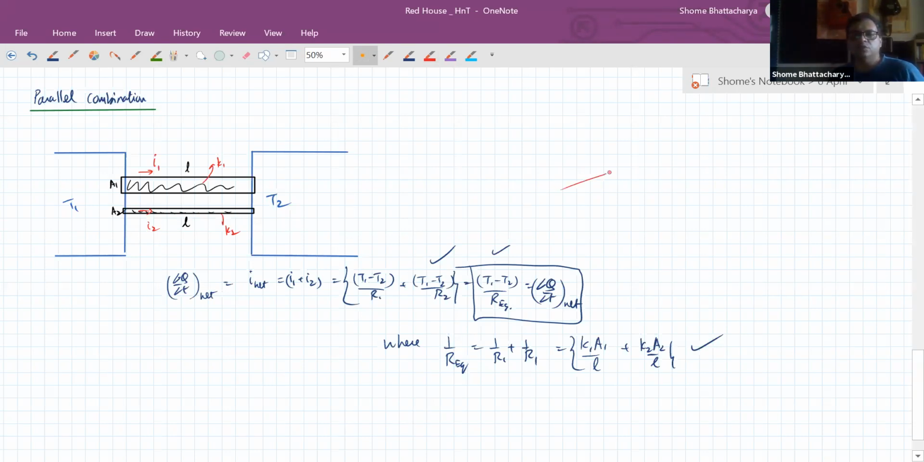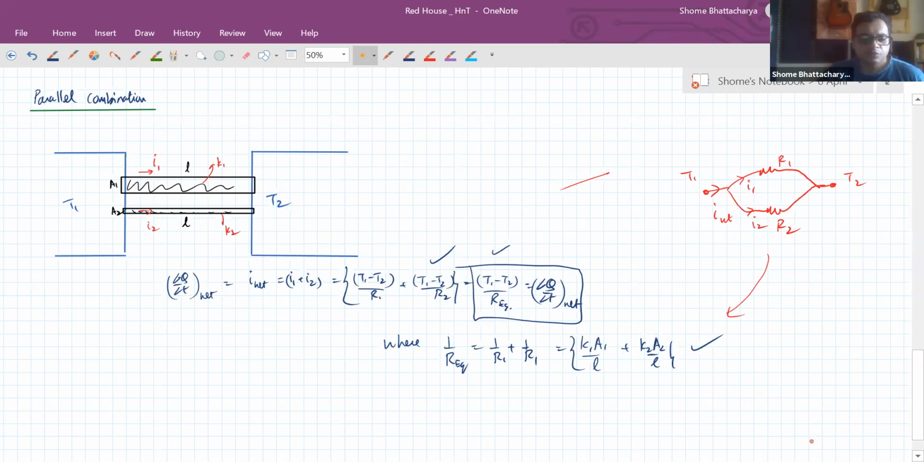The equivalent circuit for this is two resistors connected across the same temperature difference, two heat resistors, so the net current gets divided into two branches. Obviously, in questions you will have situations where you have to use both concepts together in the same combination. Some of the resistors will be in series, some will be in parallel, and we have to find the equivalent resistance and things like that.